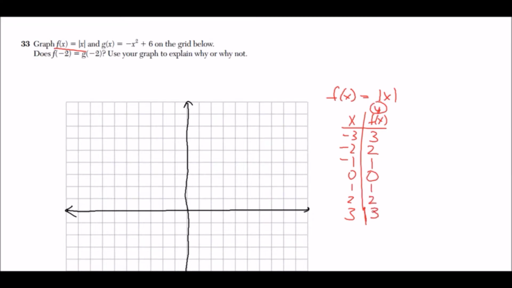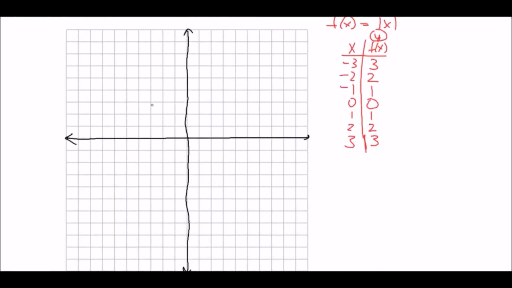So we could plot those points. -3, 3. -2, 2. -1, 1. 0, 0. 1, 1. 2, 2. 3, 3. What we get is basically two pieces of a linear equation that look like that. That's our f of x.